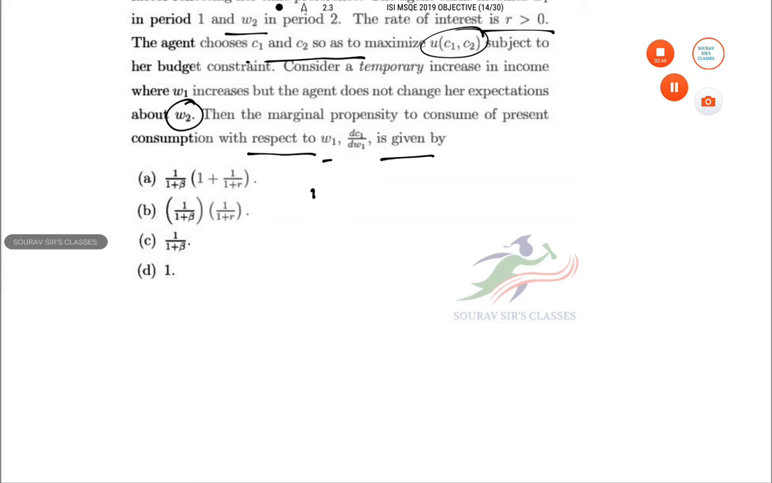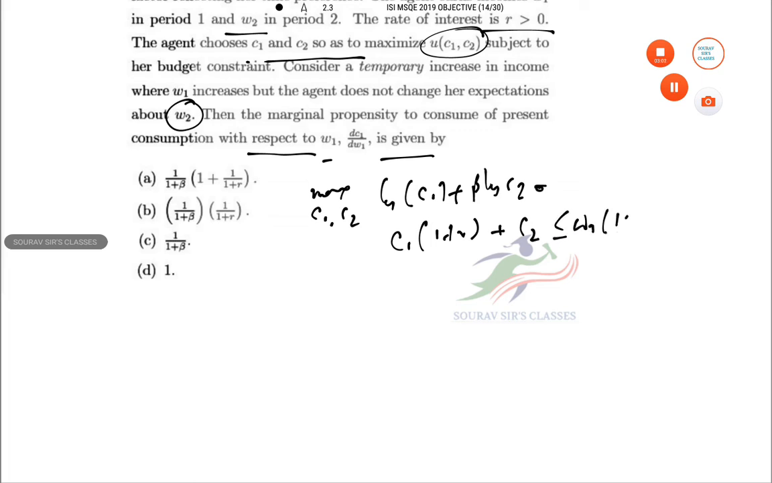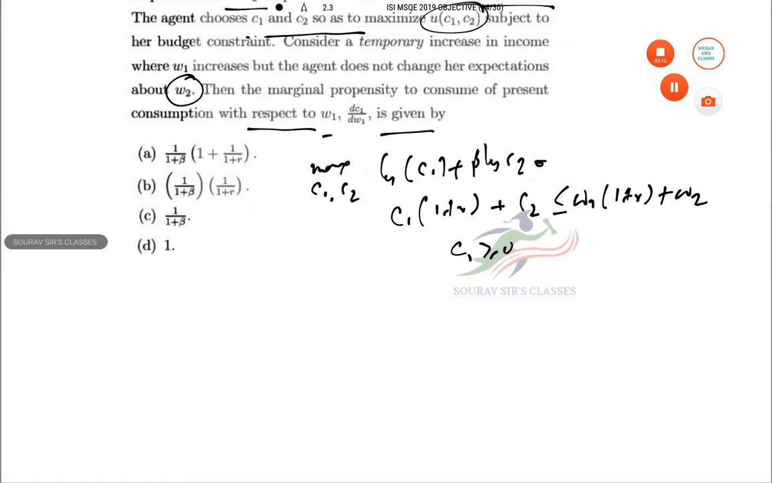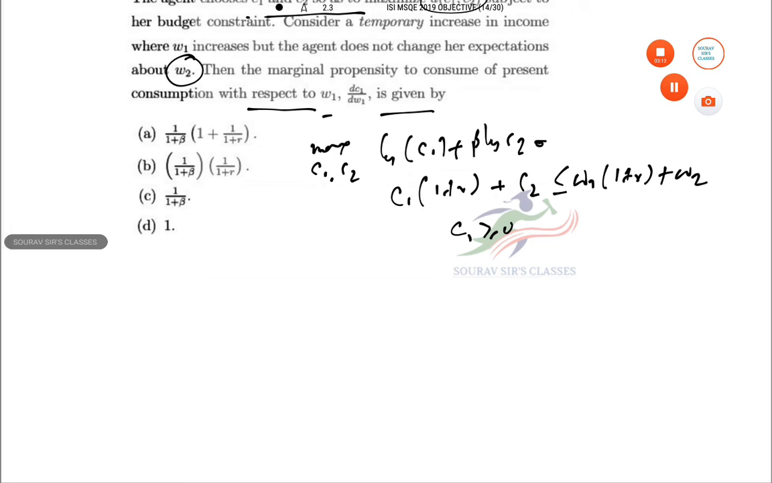So maximize log of C1 plus beta log of C2, subject to C1 plus C2 by (1 plus R) equal to W1 plus W2 by (1 plus R). C1 is greater than or equal to 0 and C2 is also positive, so there is no problem in that. Monotonic preferences, so the budget constraint must be binding.